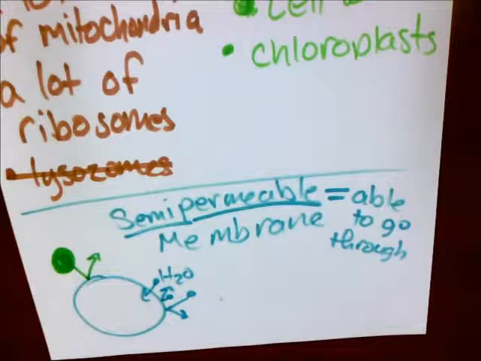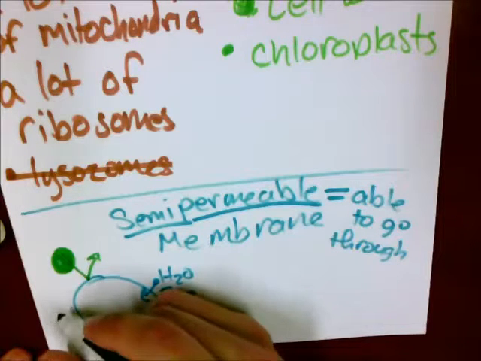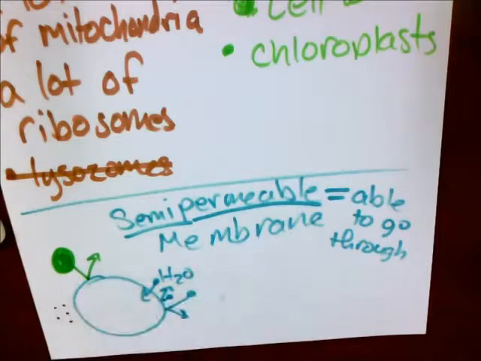So water is polar. Remember that. That's why it's having trouble going through. But then you can have some other really tiny molecules, just little tiny dots. These things can get through pretty easily, because they're small and non-polar. But the idea is that not everything can just easily go through. So that is the idea of a semi-permeable membrane.